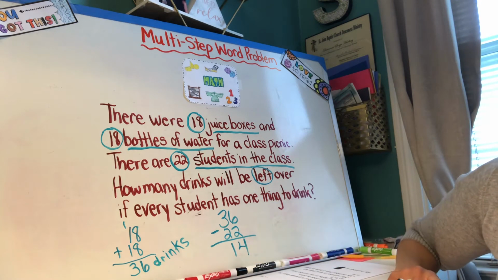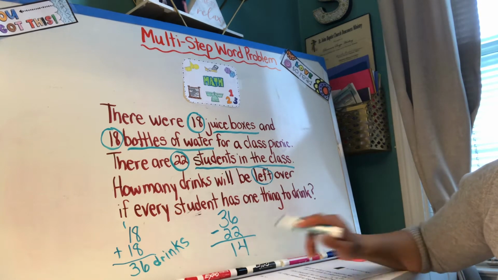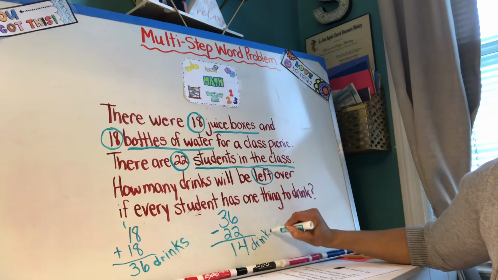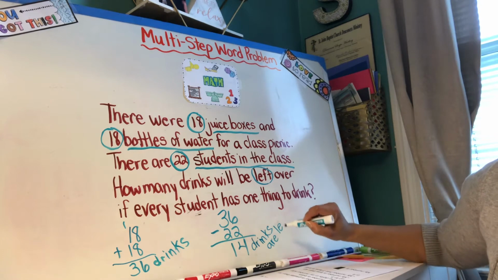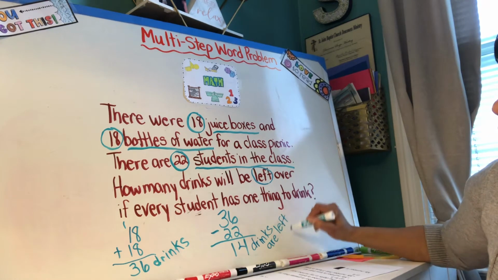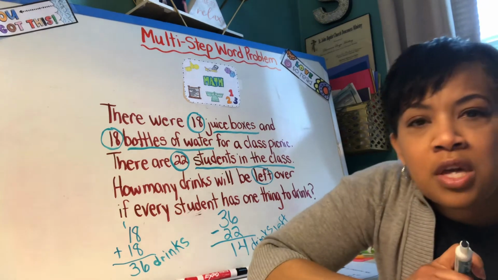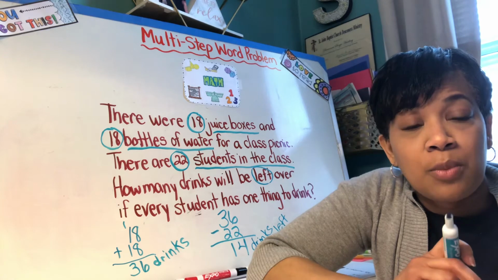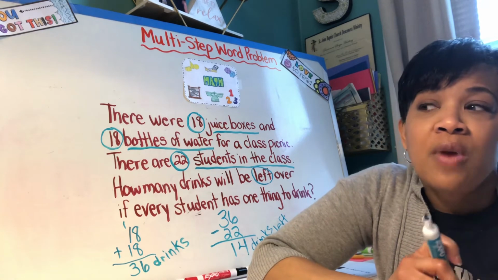So how many drinks will be left over if every student got a drink? 14 drinks are left over. All right, so this one was kind of easy. All you had to do is add and then subtract. But again, it was a multi-step where you had to do at least 2 steps in order to solve the problem. Now, sometimes you have to do 3 steps.